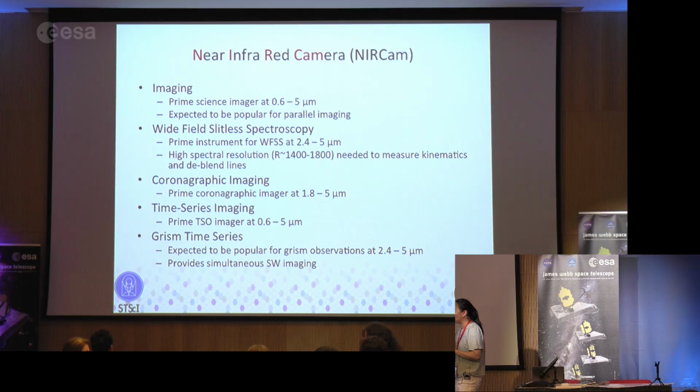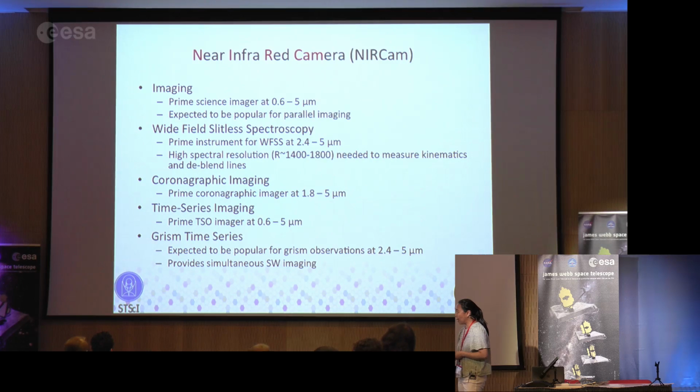NIRCam actually has 2 wheels in it. It has a filter wheel and a dichroic wheel. And so not only is there the possibility for direct imaging in the traditional sense, but there are also grisms in the dichroic wheel. And so you can obtain wide field slitless spectroscopy. This is actually the prime instrument for wide field slitless spectroscopy at 2.4 to 5 microns. It has a moderate resolution of about 1500. And this will be, I think, particularly interesting for measuring kinematics and deblending lines for example, high-z galaxies. And this is in contrast to the near-infrared imager and slitless spectrograph, NIRISS, which operates at shorter wavelengths, which I'll show a similar slide for later.